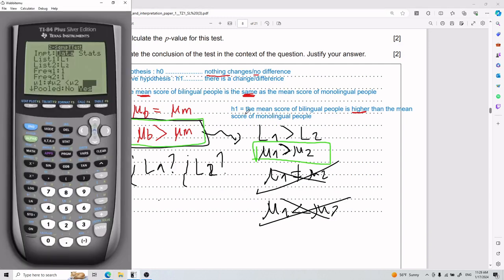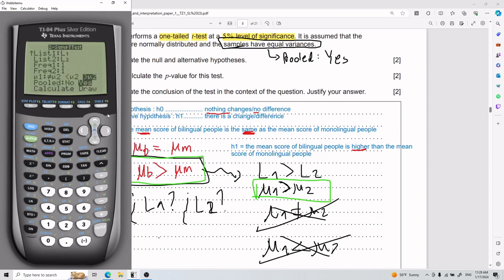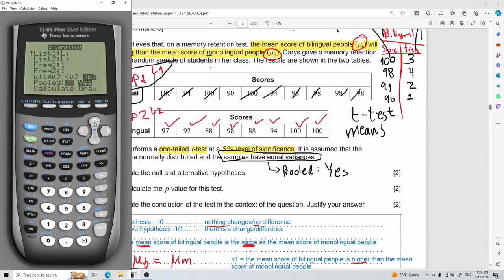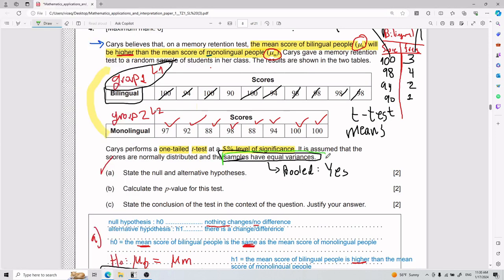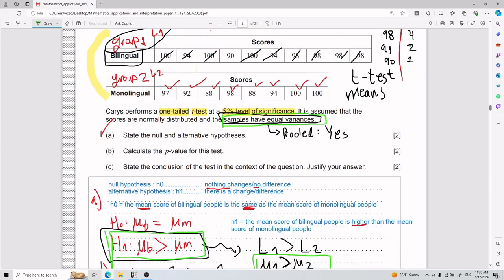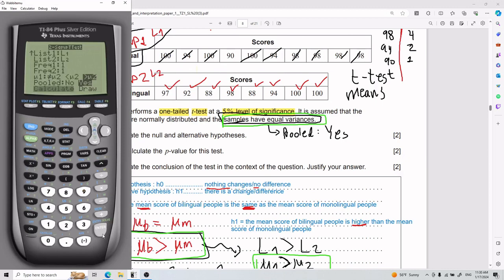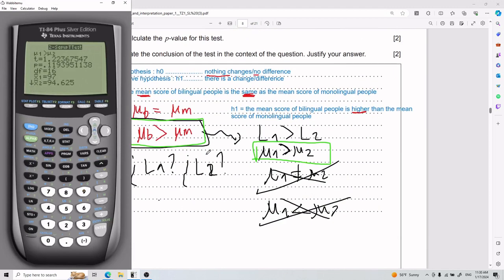Okay? And then they ask us if it's pooled, and I'm just gonna say right away, guys, you pretty much always put that it's pooled. I don't think I've seen in a while an exercise where you put that it is not pooled. Put it pooled if the samples have equal variances, which is pretty much always. So just leave it as yes. You calculate, you end up with a bunch of stuff. See? So let's go ahead and try to identify what's happening here.